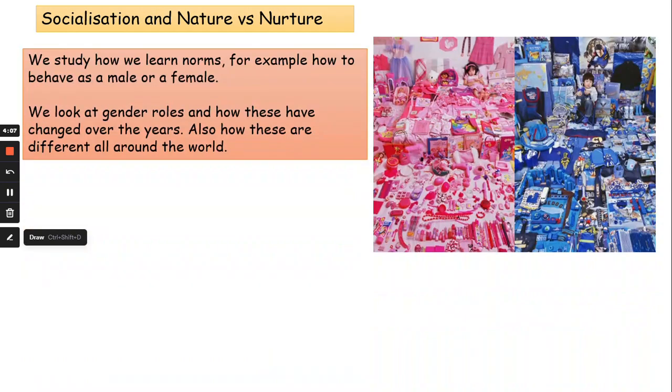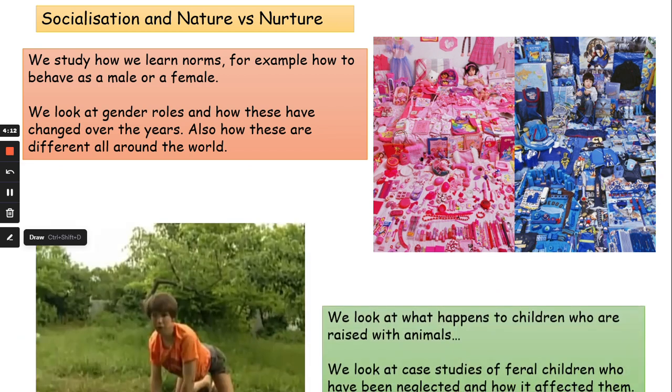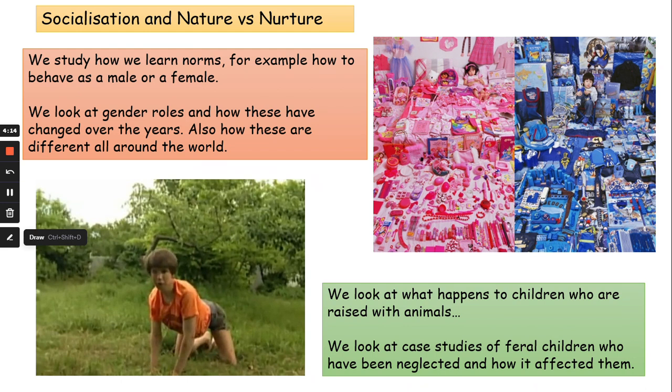A key debate within the social sciences is whether our behaviour is down to nature, which is our biology, or nurture, and how we're shaped by the environment around us. Sociology focuses on the nurture argument, for example the concept of gender, what it means to be a male or a female. The image shows how from a young age children are exposed to different things in their environment. For example, with gender. Look at the toys in the picture. What are they learning about what it means to be a boy or a girl?